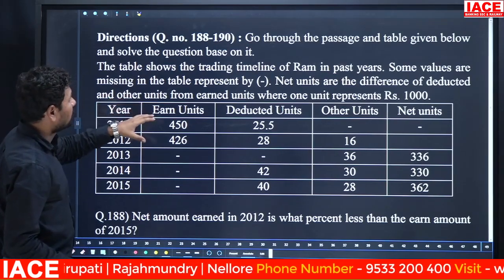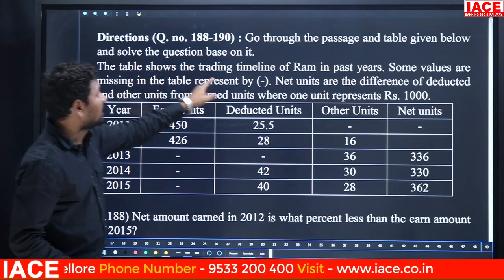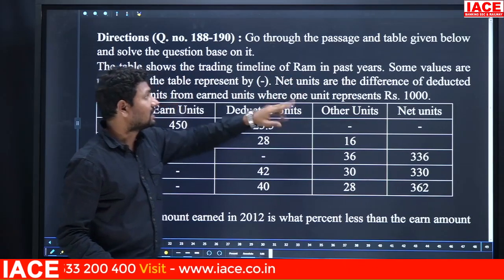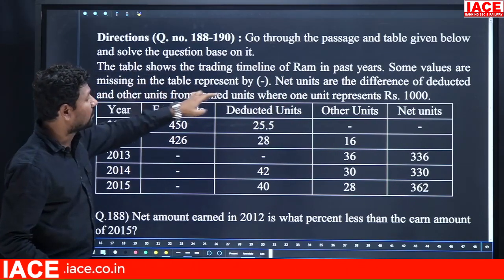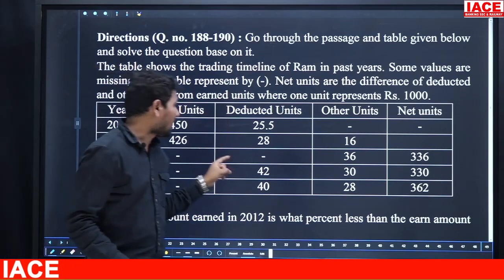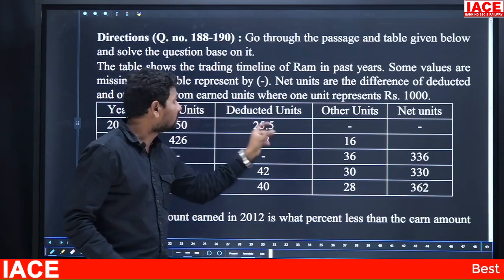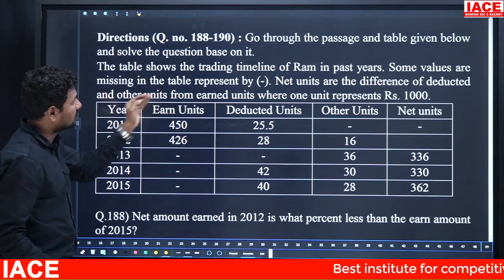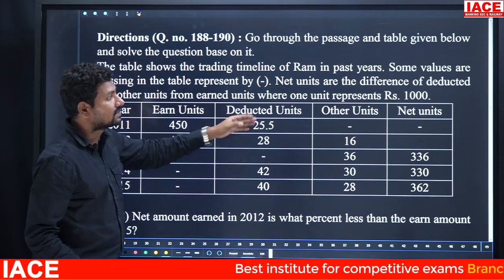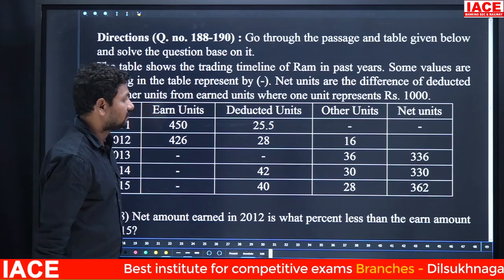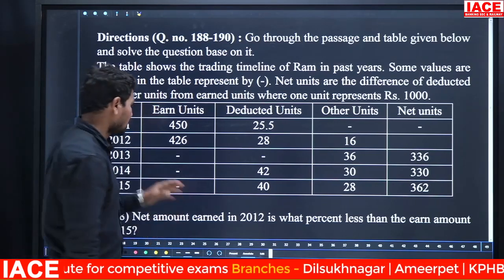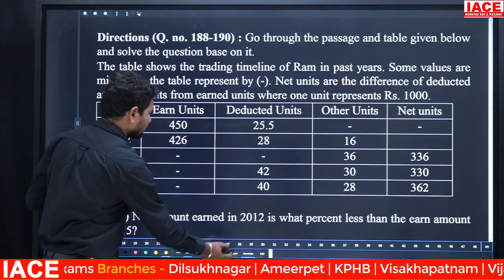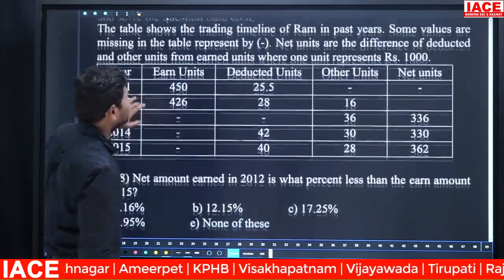Not bar graph, it's the table. The table shows the trading timeline of RAM in past years. Some values are missing in the table, presented by a dash, the blank space is mentioned. Net units are the difference of deducted and other units from earned units, where 1 unit represents 1000 rupees. Based on this we have to solve the question.